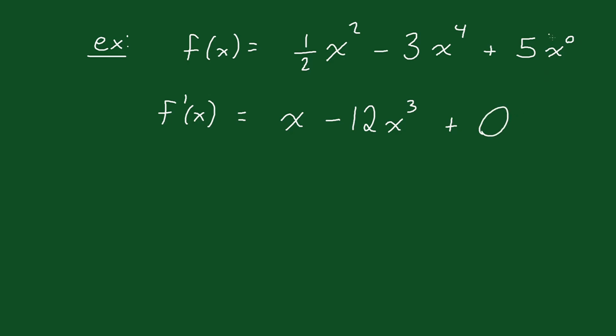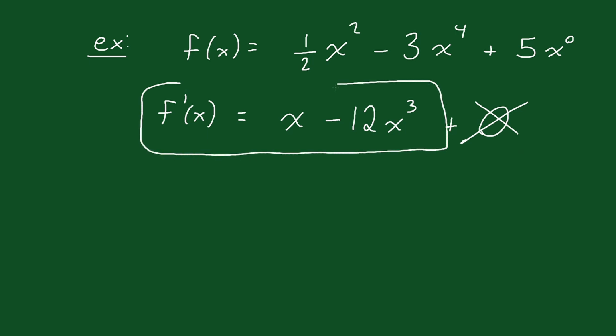So if you ever take the derivative of a constant, if you ever take the derivative of just a number with no x next to it, with no variable, then it's simply going to turn into a 0. It will disappear, and you don't have to write that. So your final answer would just be this.